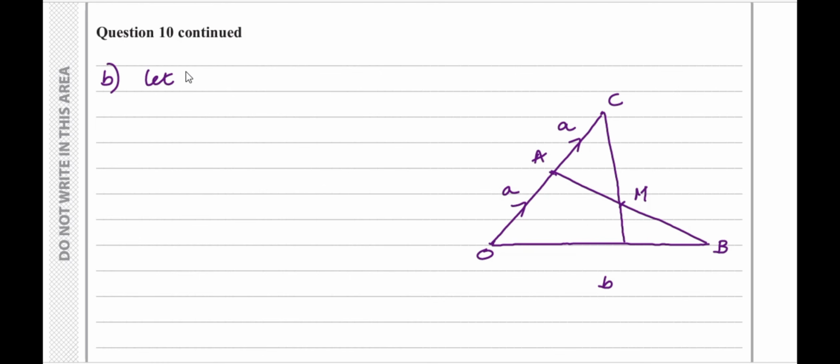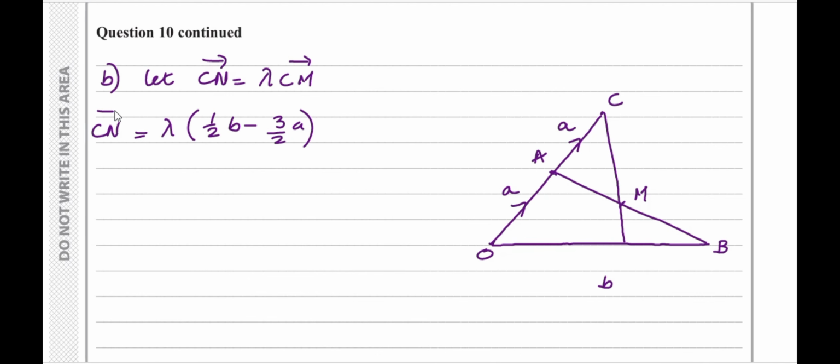So let vector CN be equal to lambda times vector CM. And therefore lambda times, we know already CM as half b minus 3 over 2 a from the answer to the previous part of the question. So let's write vector CN here on the left, because we usually forget what we are doing in vectors after 2-3 steps.